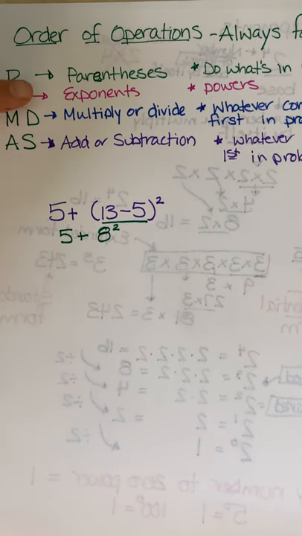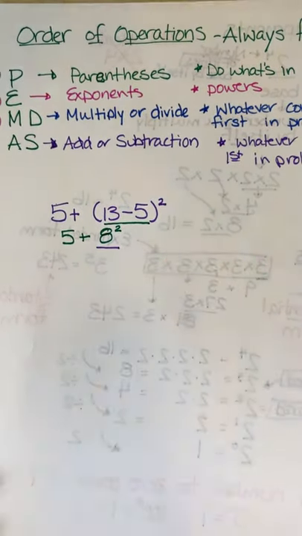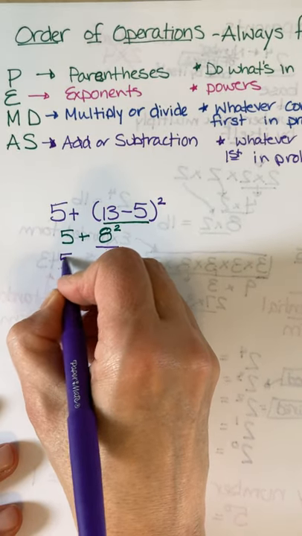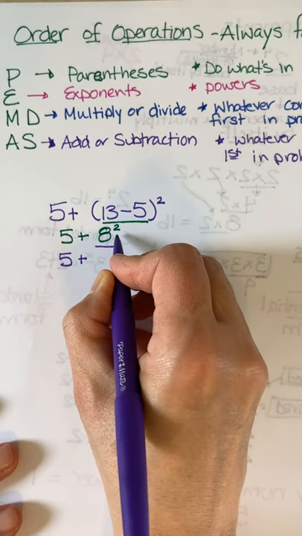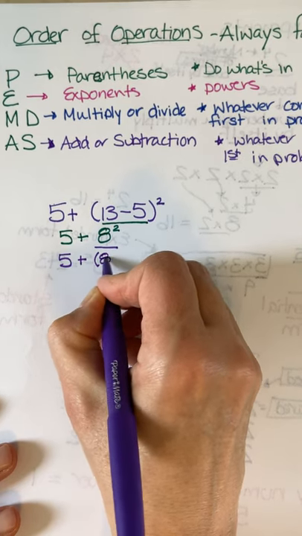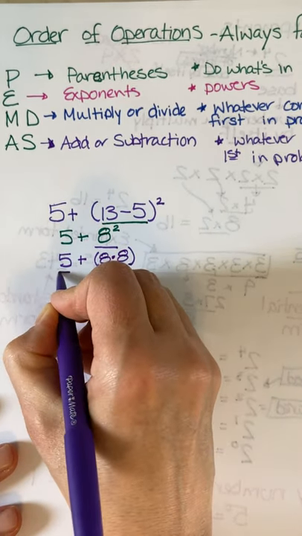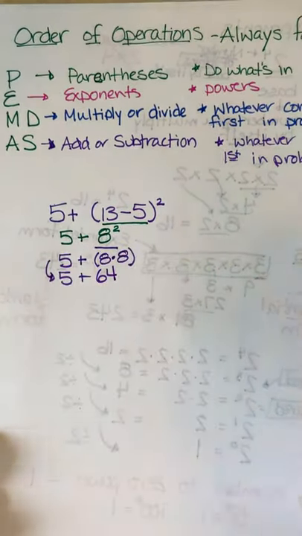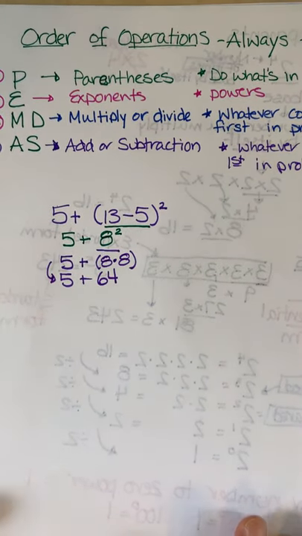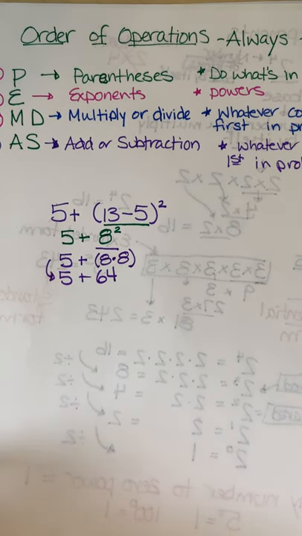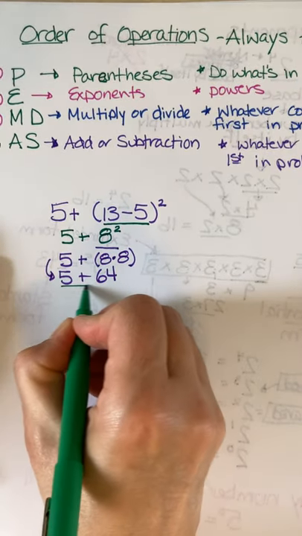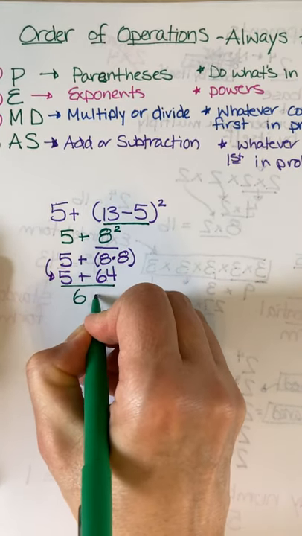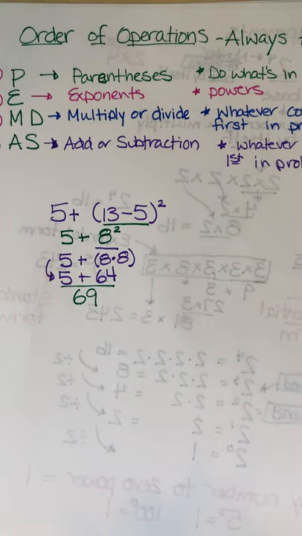So I'm going to go on to exponents. Do I have any exponents? I do, right there, so I would solve that. This would be 5 plus, this is 8 times 8, remember? I'm going to put it in parentheses just so we know what it was, which is really 5 plus 64. So all I did is multiply it out. I would do that in my head, but I'm just showing you what I'm doing. All I have left is addition. When I get to my last step, I should just have addition or subtraction, one or the other, left. So 5 plus 64 is 69. So that's one problem.